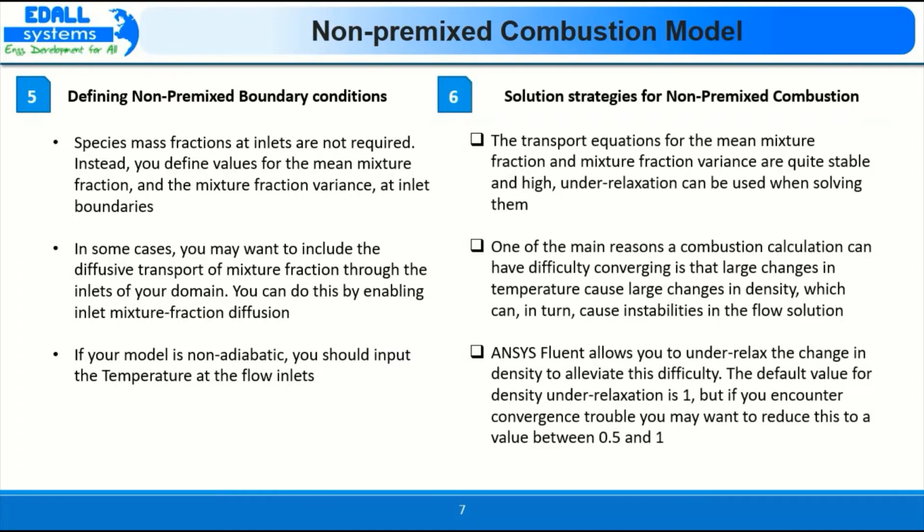So the next step is solution strategies for non-premixed combustion. After defining everything, when we are about to start the simulation, it may happen that the solution won't converge and it may start diverging. This is because when we are dealing with the combustion calculation, there are large changes in temperature which will cause change in density, which in turn can cause instabilities in the flow solution.